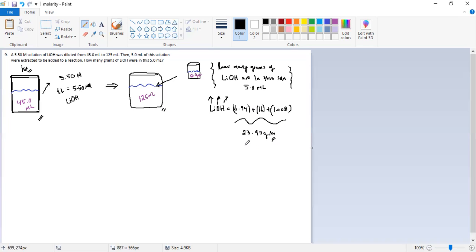And all that's trying to say is that for every 1 mole of this compound, LiOH, since you're talking about a molecule, you have 6.02 times 10 to the power 23, or actually, for every 23 grams, forgive me for making this mistake, but for every 23.95 grams of this compound, you have 1 mole of LiOH.